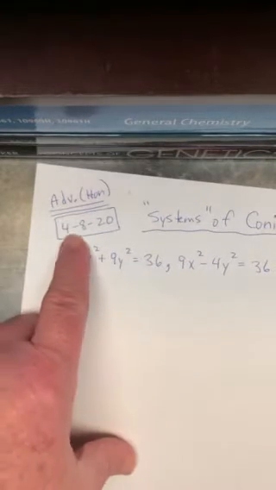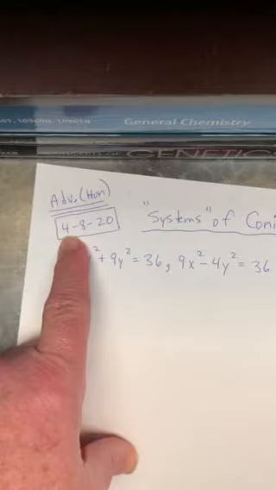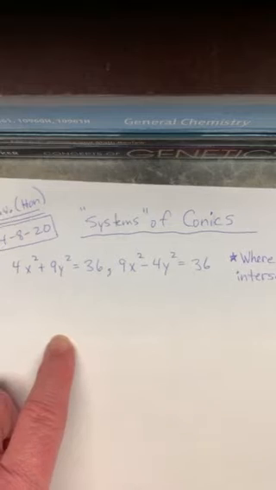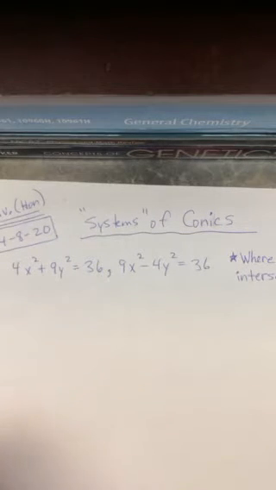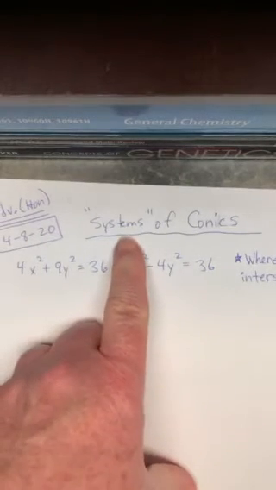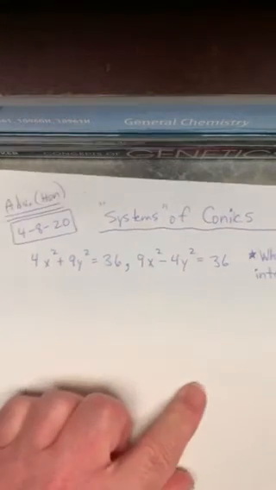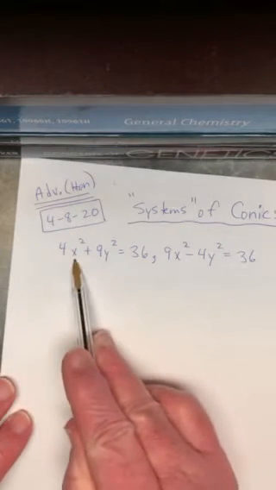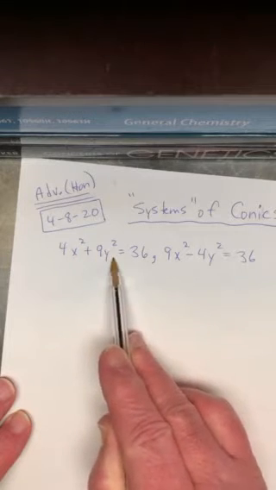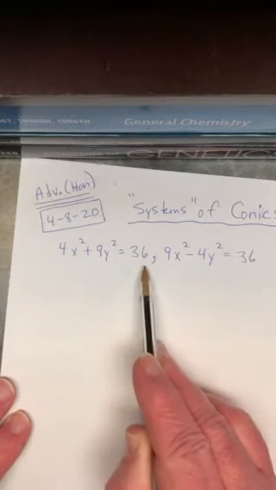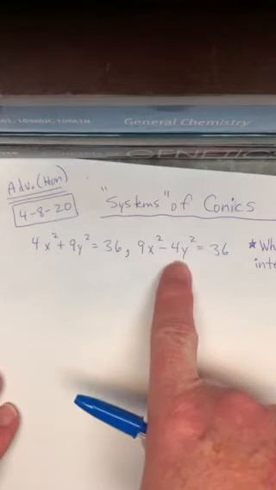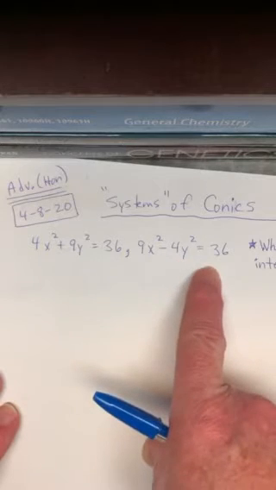So today, the date, top left corner of your paper, April 8th, 2020. The title is Systems of Conics. Yes, very similar to what you studied in the past called Systems of Equations. This is called Systems of Conics. For the first of our two problems, go ahead and write 4x squared plus 9y squared equals 36, comma, and then our other conic section is 9x squared minus 4y squared also equals 36.